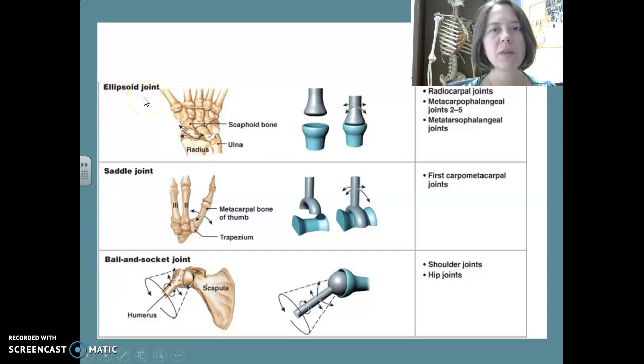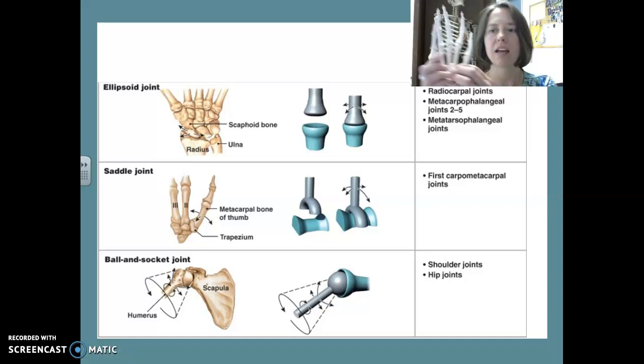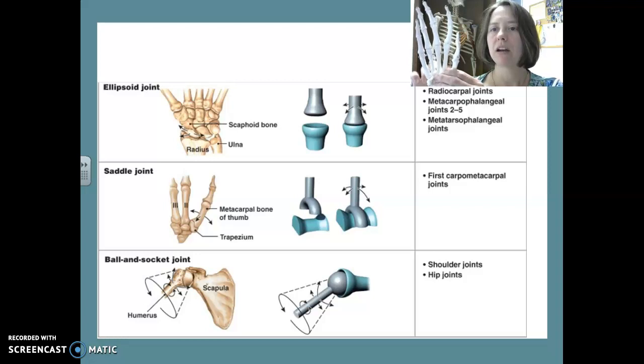Ellipsoid is another name for a condyloid joint. As you see, we have an egg-shaped condyle fitting into a depression on another bone. Some examples are the radiocarpal joints, where you have a depression and an egg-shaped condyle. The metacarpophalangeal joint: looking at our hand, the metacarpal has a joint with the first phalanx, the proximal phalanx, and you have the condyle fitting into a depression.